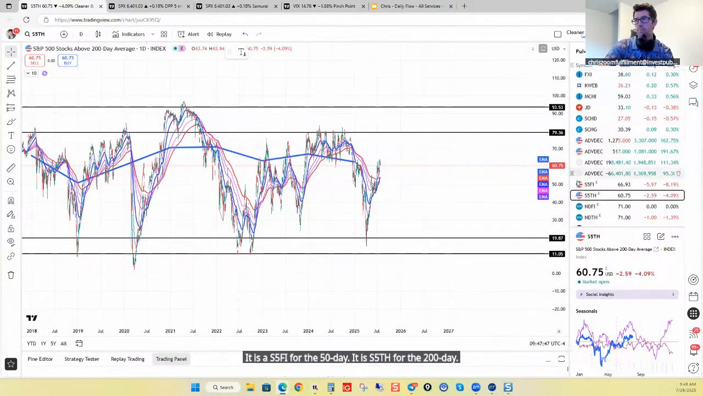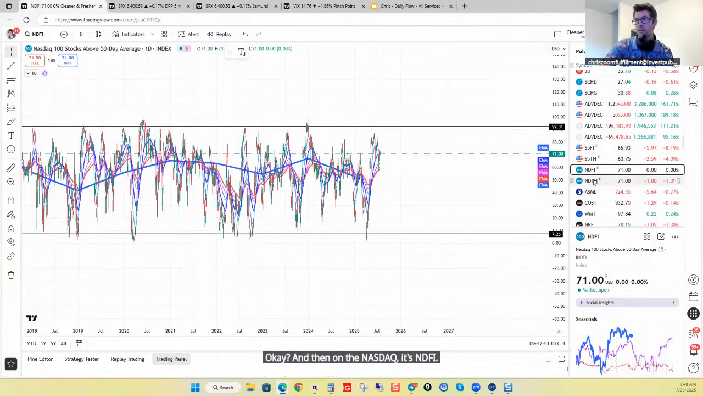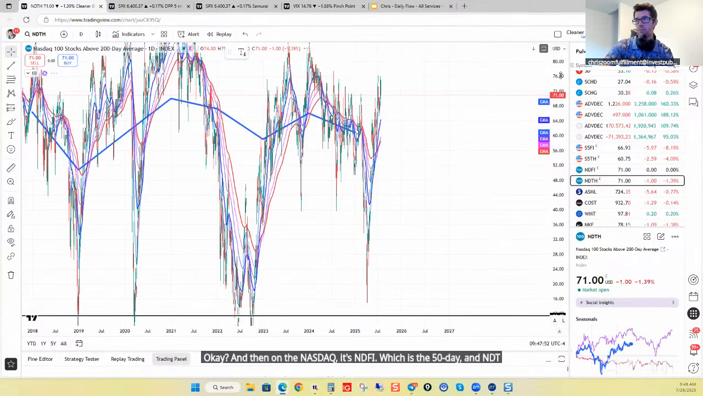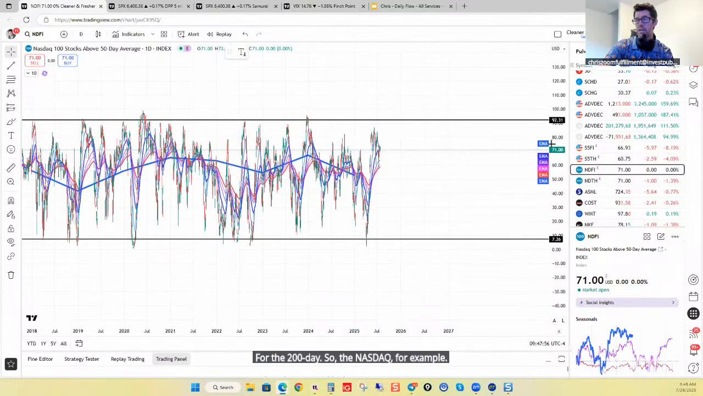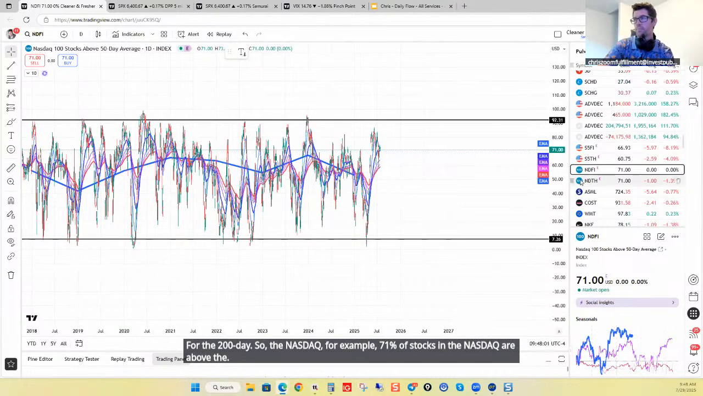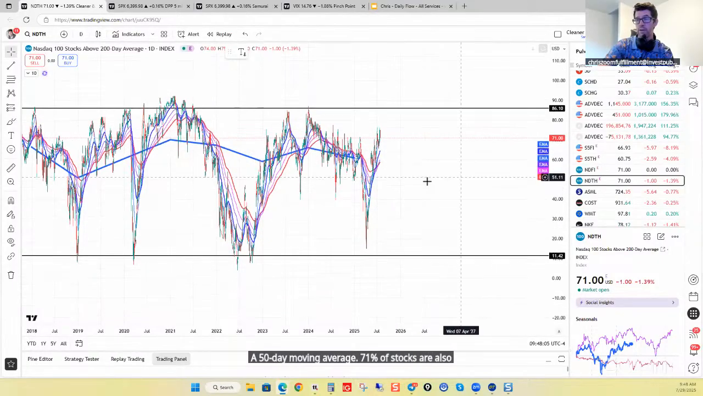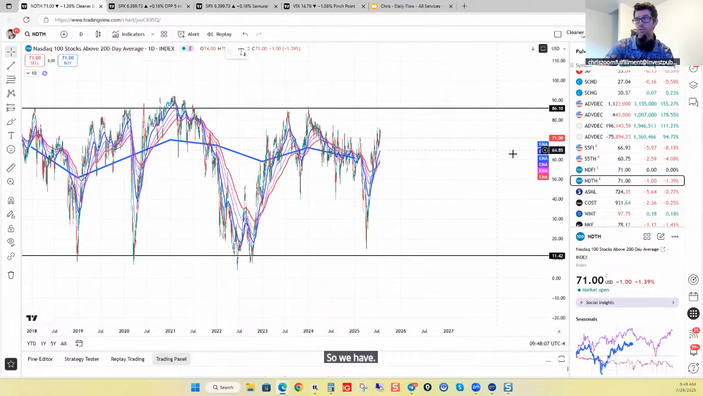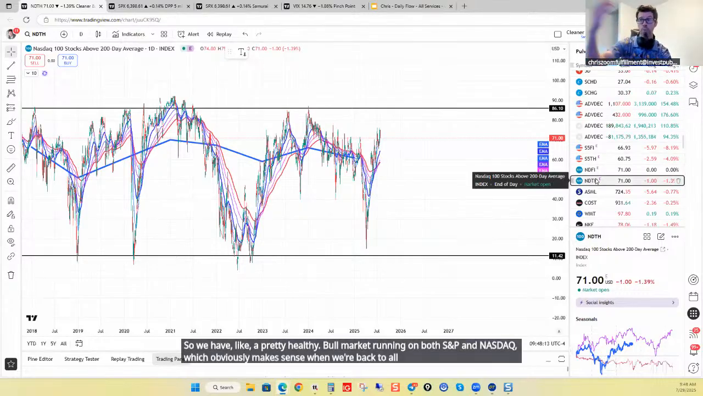And then on the NASDAQ, it's NDFI, which is the 50-day, and NDTH for the 200-day. So the NASDAQ, for example, 71% of stocks in the NASDAQ are above the 50-day moving average. 71% of stocks are also above the 200-day moving average. So we have a pretty healthy bull market running on both S&P and NASDAQ, which obviously makes sense when we're back to all-time highs and continuing to poke all-time highs.